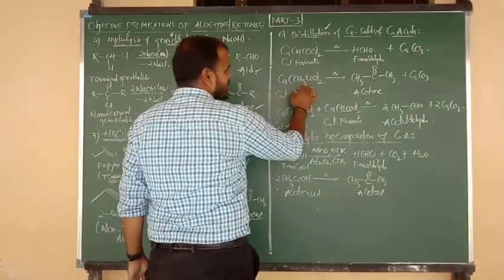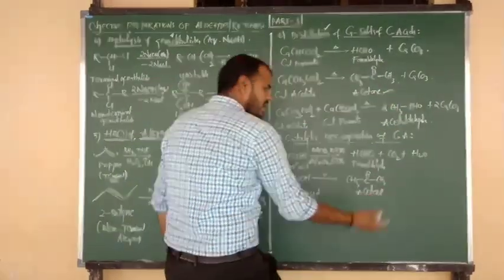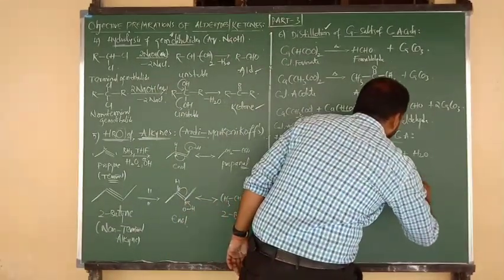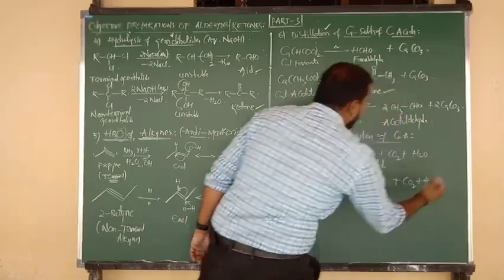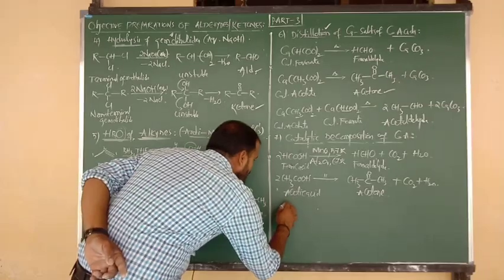2 moles of acetic acid always gives acetone. Remaining byproducts are the same: one is CO2, one more is the water molecule. Let me consider now a mixture. So what is the mixture?